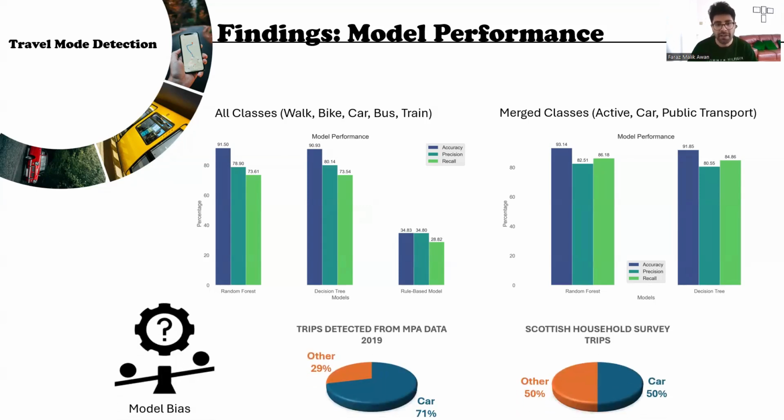For example, of all the trips detected from mobile phone app data in 2019, 71% of the trips were car trips. However, in contrast, in the Scottish Household Survey, around 50% of the trips were car trips in 2019. So why this bias? Why these differences in percentages?